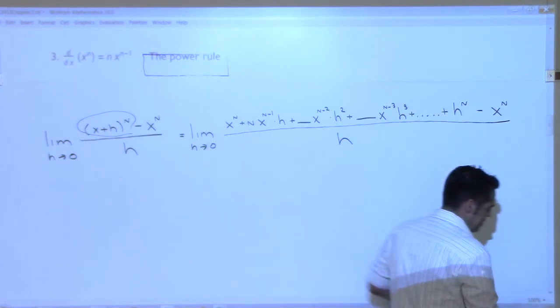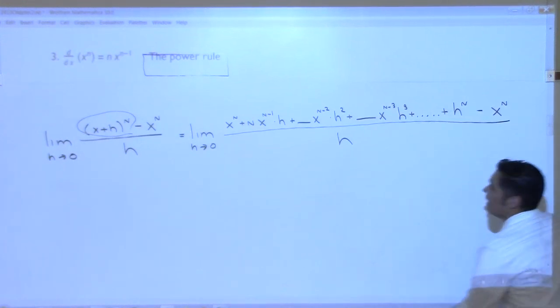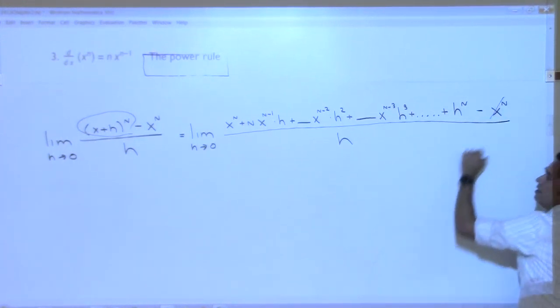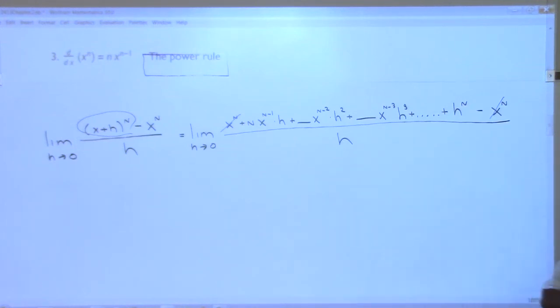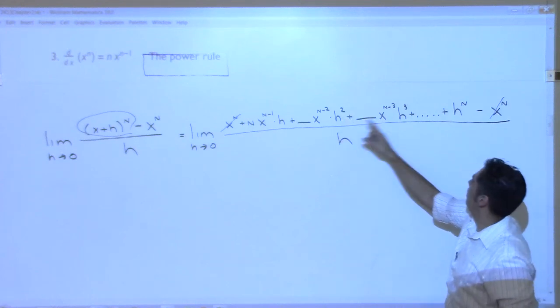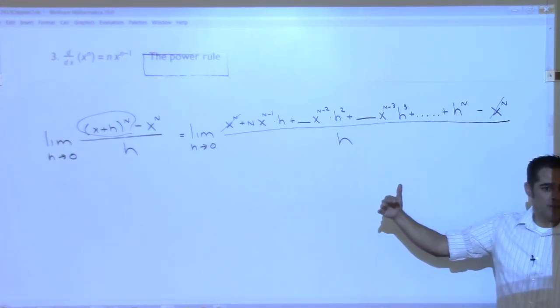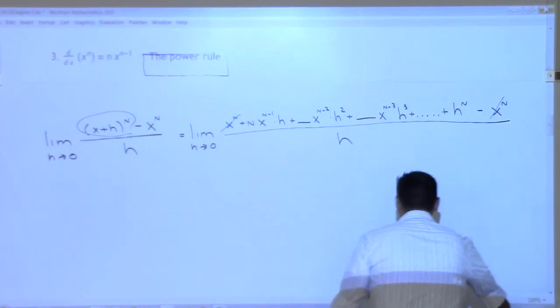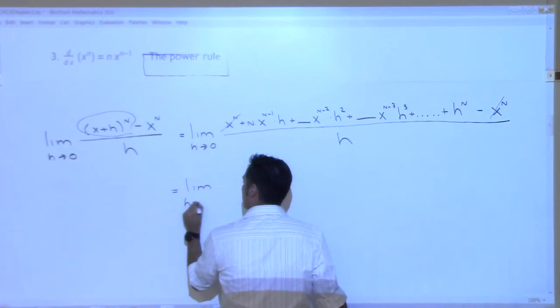Do y'all see it? What's going to happen here? The x to the n's are going to cancel. This and this cancel, right? Everything that's left has at least one h, doesn't it? This has an h in it, that has an h in it, that actually has two of them. All of these have h's, right? So can I factor an h out? Yes. Let's do it. Limit. Starting to get goosebumps.